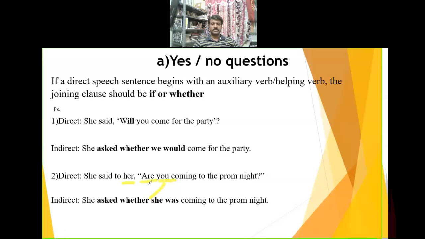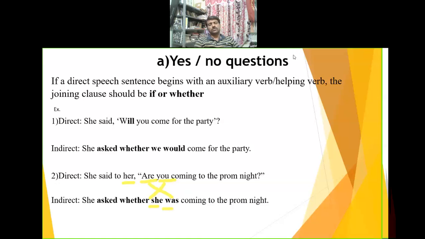And it is in the present tense, so it will change to was. She was, singular, was. If it were plural, it would be were. She was coming to the prom night. Whether she was coming to the prom night. You have to interchange it.